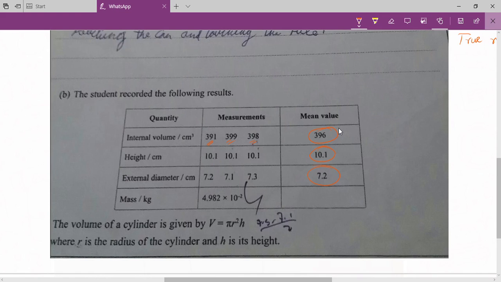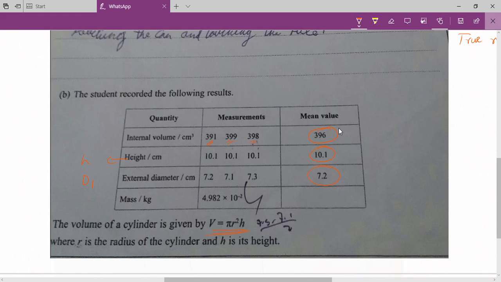Volume of the cylinder, as usual, is pi r square h, that's the basic formula. So pi r square h, internal volume is this, height h is given here. External diameter, that means, sorry, hold on, not r1, you can consider it as d1, for diameter. D1.